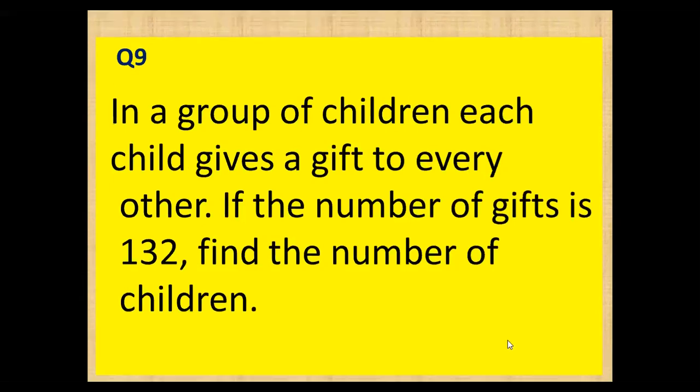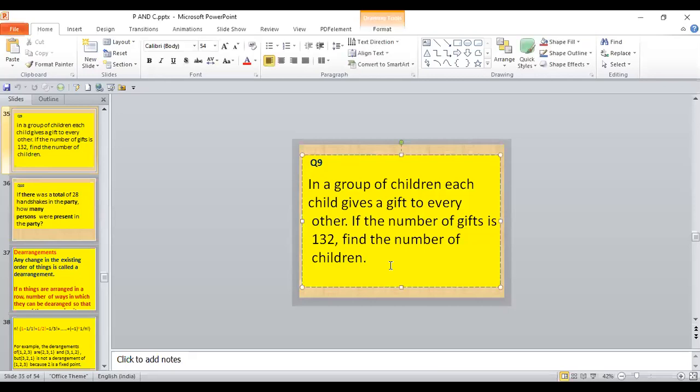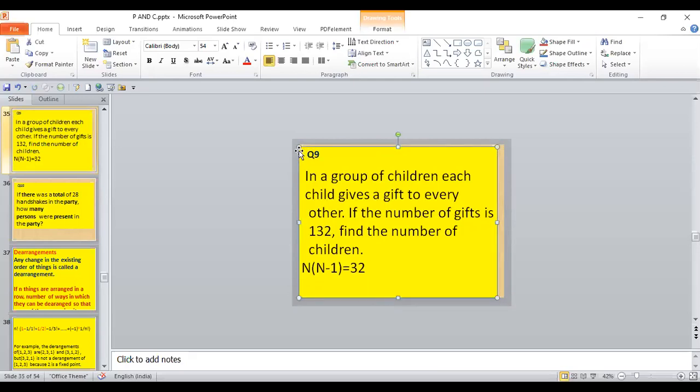Okay, are you able to understand? N into n minus 1 equal to 132, it would be like this. You just use it. This is the formula to find the gifts. So you can find it very easily. By hit and trial method, you can say, okay, n would be equal to 12 because 12 into 11 equal to 132.